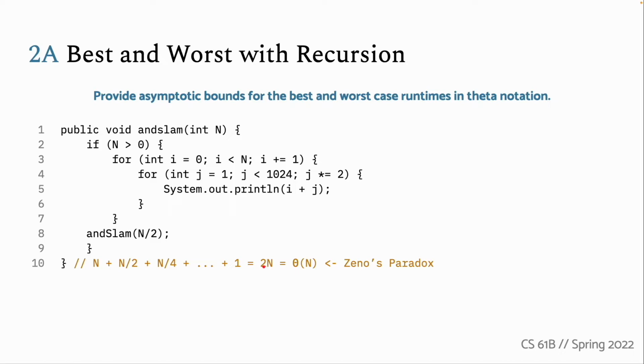This actually sums to 2n if you do the arithmetic formula, or no, it doesn't sum up to 2n if you do the arithmetic formula. This is actually Zeno's paradox, which is something that's very fun to look at. There's a TED Ed video about it that really stuck with me from when I was a kid. But yeah, if you do n plus n over 2 plus n over 4 all the way to 1, this will sum up to right about 2n, and that simplifies to theta of n.